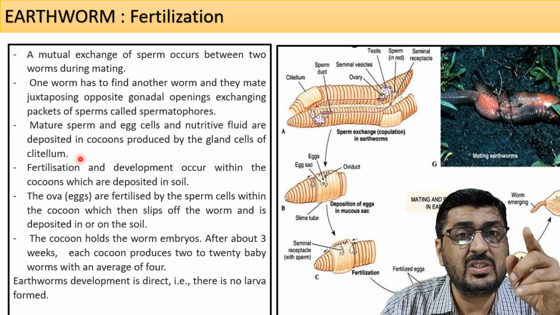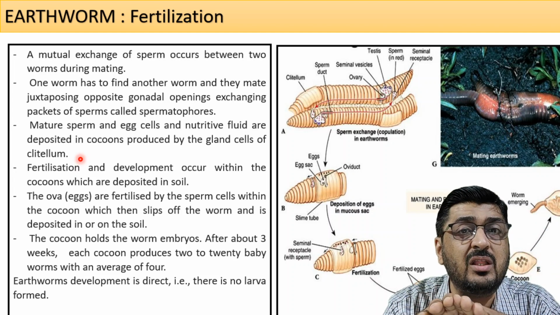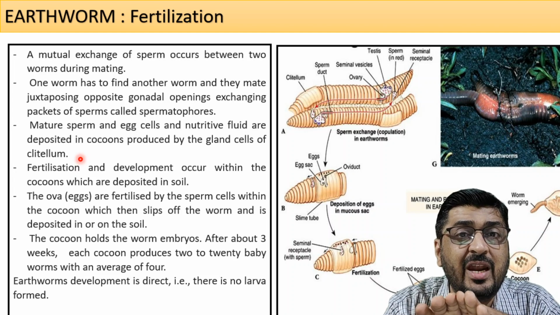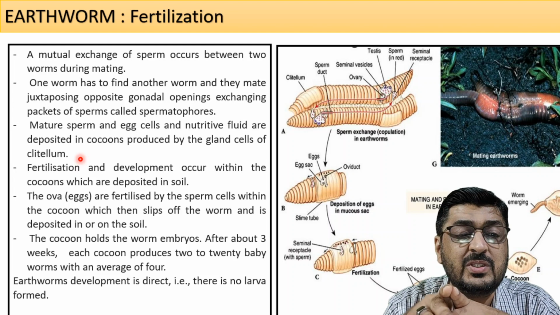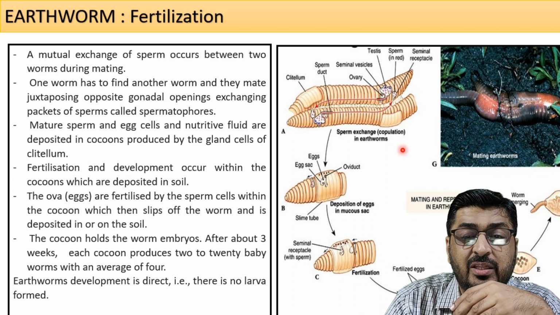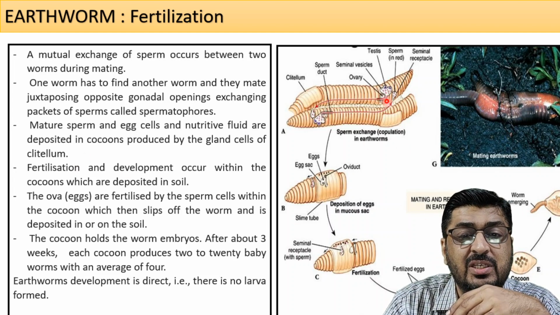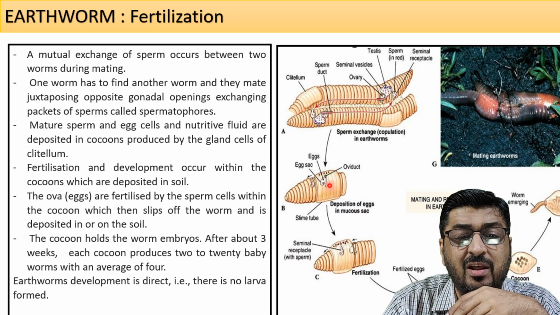So what they have to do is lie in opposition to each other, right? So that both of them can get fertilized at the same time. So there is mutual exchange of sperms, right? The diagram, look at the diagram. Just as the exchange is occurring, right now, eggs and the sperms, right now, they fertilize.